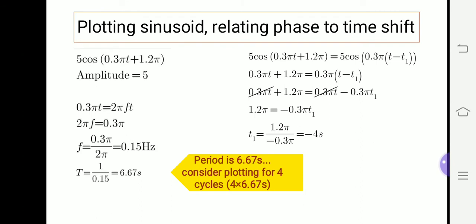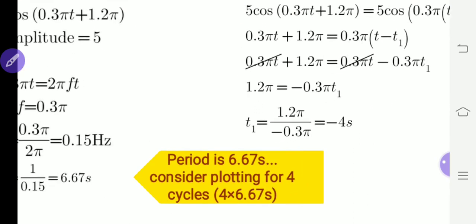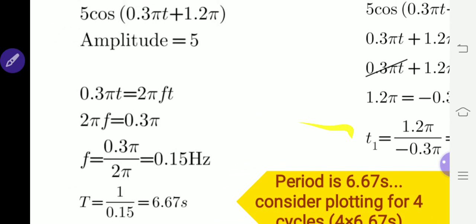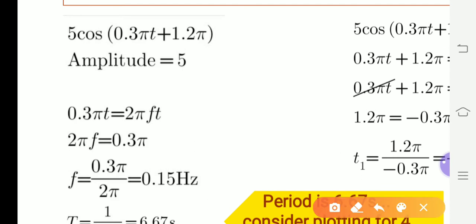Okay, next, when we have to plot a sinusoid, we have to relate the phase to the time shift. So here, let's say we have one example. This example is 5 cos(0.3 pi t + 1.2 pi). So how can we draw this? First thing is we look at this equation. The amplitude is equal to 5.